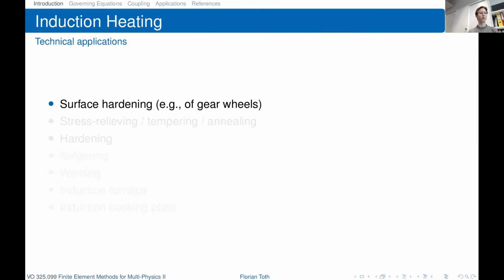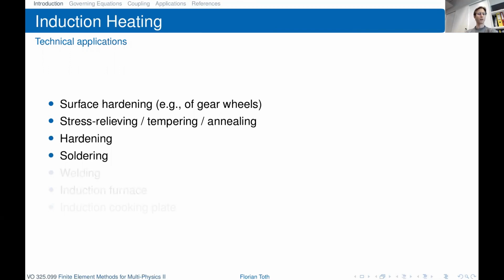Let's now look at some applications. This is the topic of induction heating. So we have some technical applications, which is surface hardening, for example, for gear wheels. Stress relieving, tempering, or annealing can be done by induction heating. We can do hardening. We can solder by induction heating. We can even weld by induction heating. There are induction furnaces. And of course, at home, we might have an induction cooking plate.